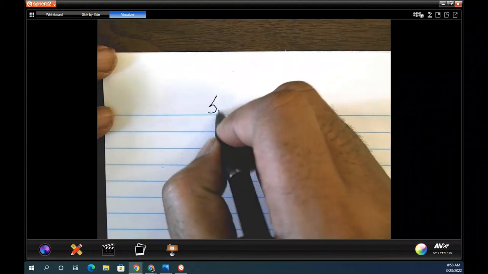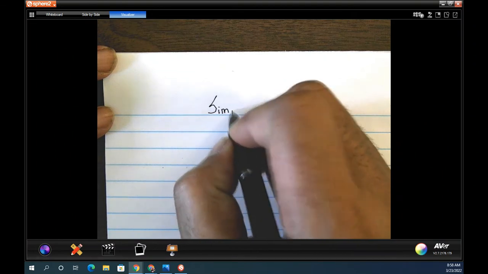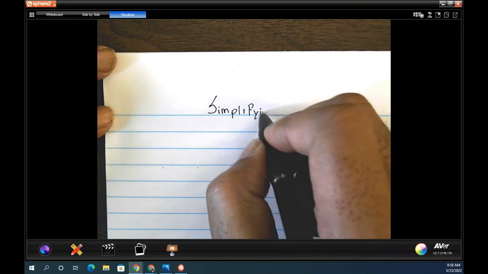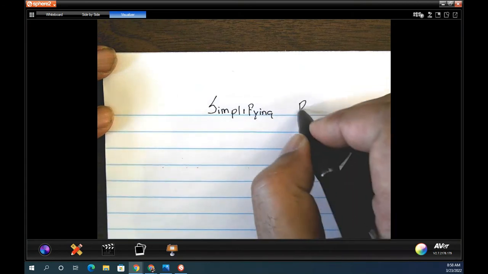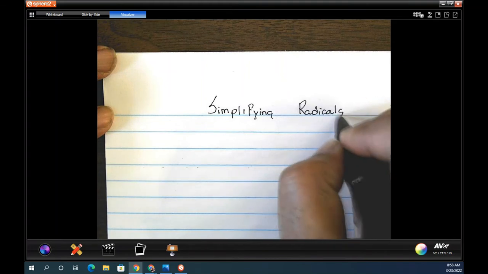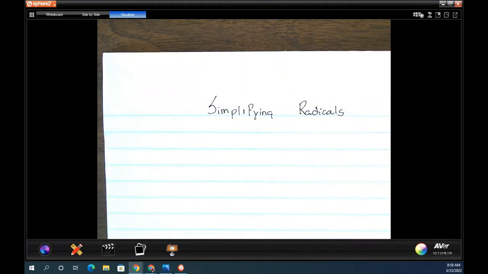Here we go. Simplifying radicals. Now, here's the thing. They're not always perfect.